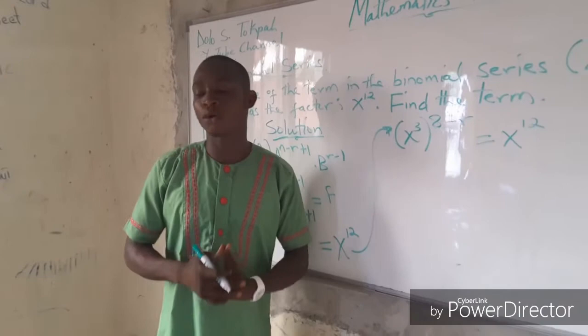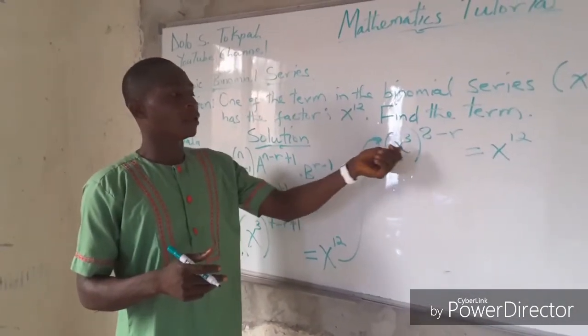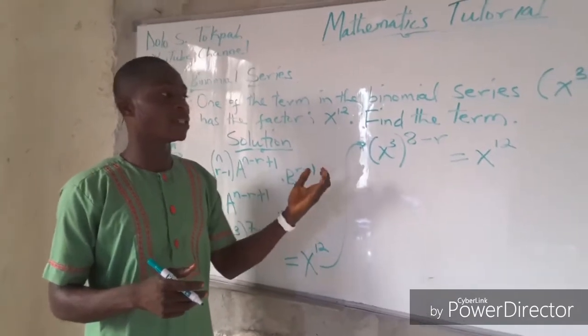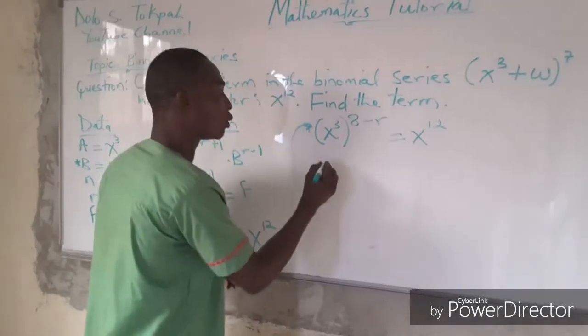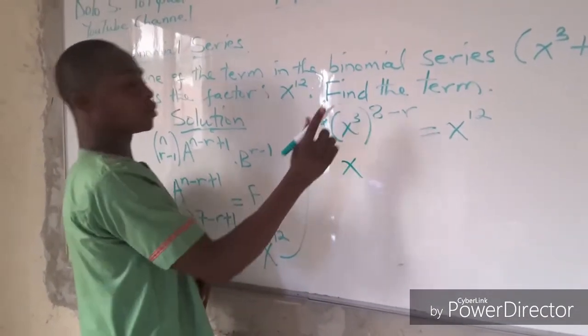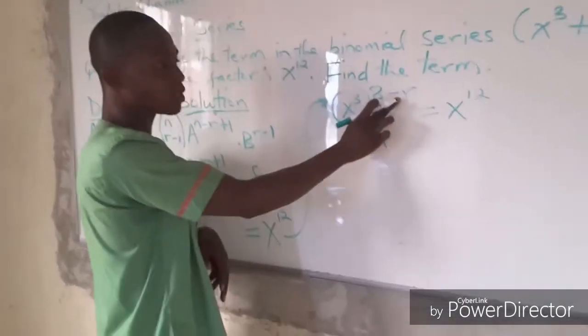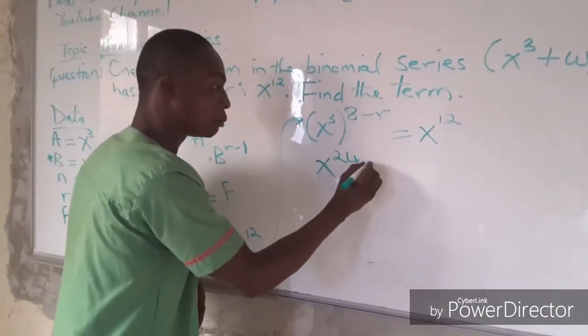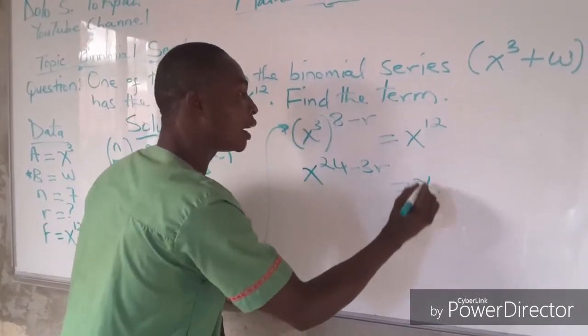And in using the power rule, what we're going to do is multiply the powers of x within the parentheses by the power that we have outside of them. So we're going to have x, 3 times 8 will give us 24, and 3 times minus arrow will give us minus 3 arrow, must be equal to x to the 12th power.